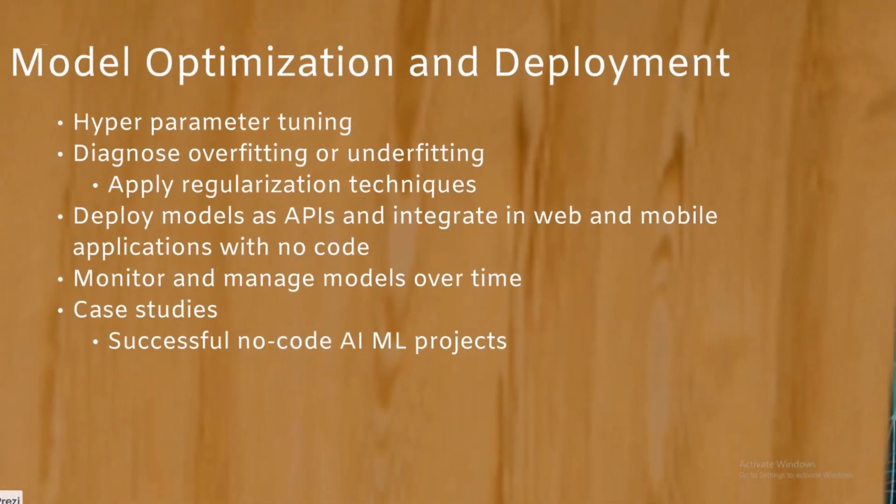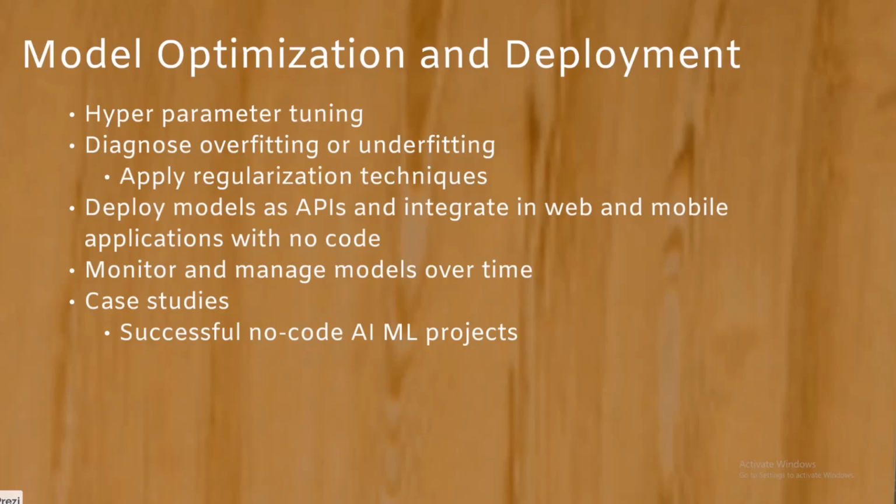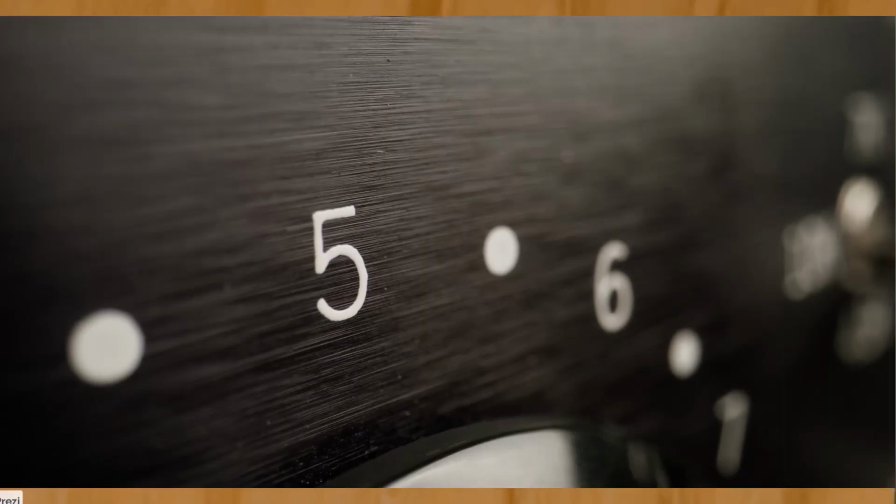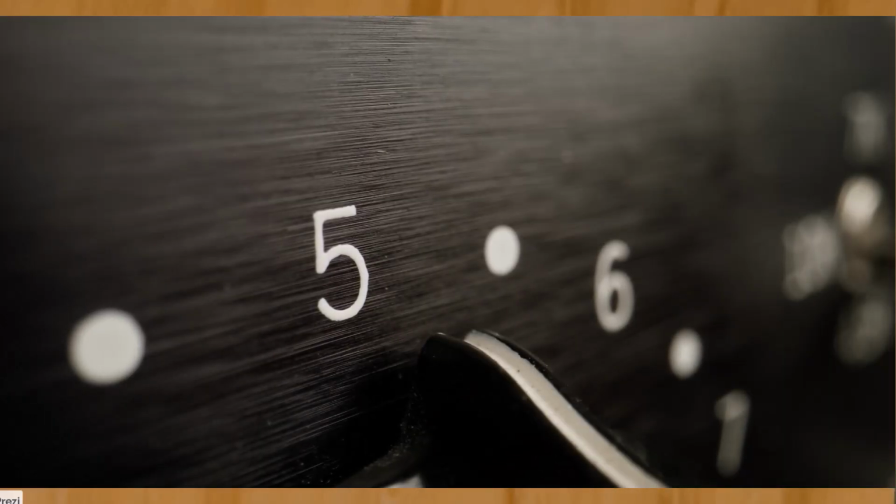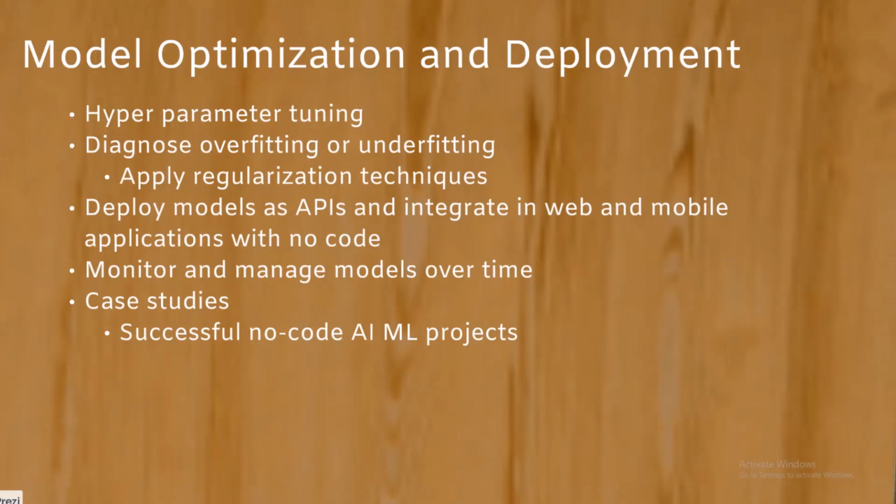Okay. And then once we get these models done, there's some hyperparameter tuning that we will look into. Make sure that the model is not overfitting or underfitting. We'll apply regularization techniques to help mitigate that. And we'll be able to deploy models as APIs and integrate them in web and mobile applications with no code. And monitor and manage the models over time. So as things change or things grow, there's more data, be able to incorporate that. And then we'll look into some case studies and successful no-code AI and ML projects.